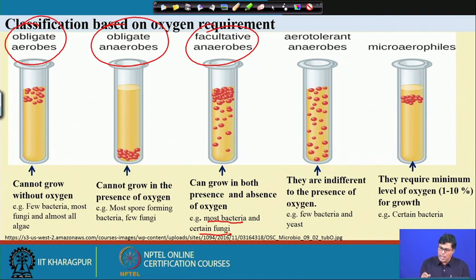Then we have aerotolerant anaerobes. They are indifferent to the presence of oxygen; examples are a few bacteria and yeast cells. And microaerophiles require a minimum level of oxygen for their growth. They don't require a huge amount of oxygen. Microaerophiles require only a very small amount of oxygen for growth and metabolism.